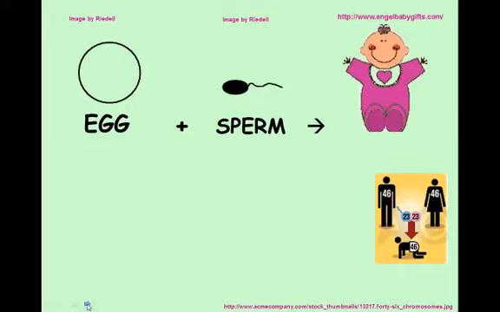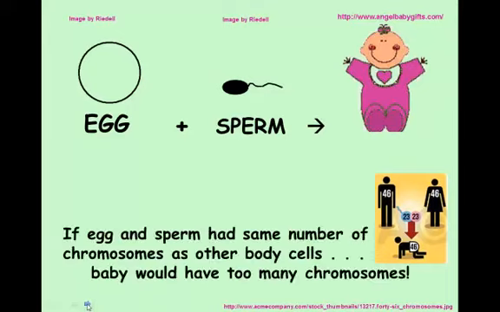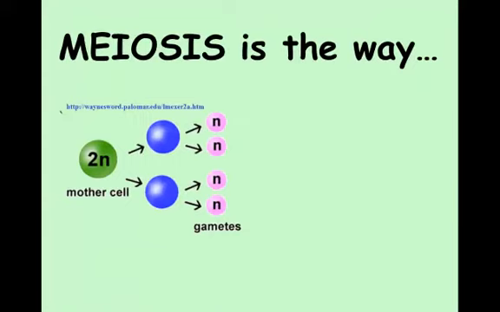And so what I need to do is, if my baby needs to have 46 chromosomes by joining an egg and a sperm, I need to figure out a way to make eggs and sperm that have half the number of chromosomes as a body cell. And that allows a 23 chromosome egg and a 23 chromosome sperm to make a 46 chromosome baby with the right number of chromosomes. So how do we do that? How do we make cells that have half the number of chromosomes?